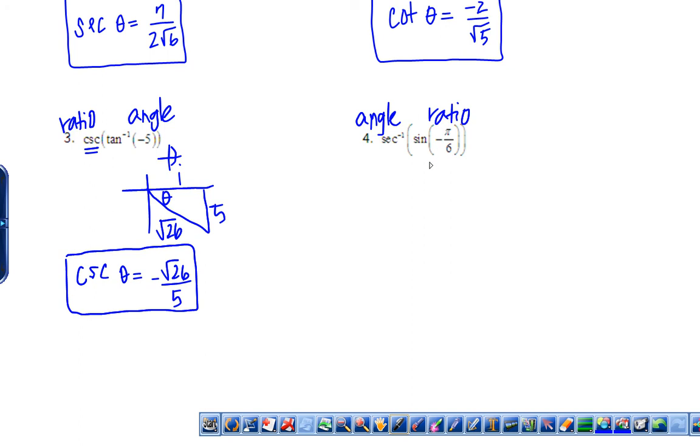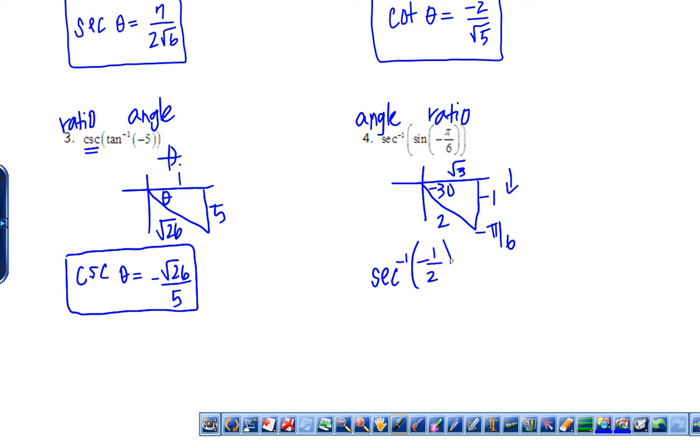So I'm going to graph this. Sine is -pi over 6. And remember, when you're graphing that, you're going this direction. So -pi over 6 is right here. If you remember that, that's -30 degrees. So if you set up your ratio, that's going to be -1, that's 2, and that's root 3. So this ratio right here, if I redraw or set it up, that's going to be arc secant of, in order to do sine, that's opposite over hypotenuse, so that's going to be -1 over 2.